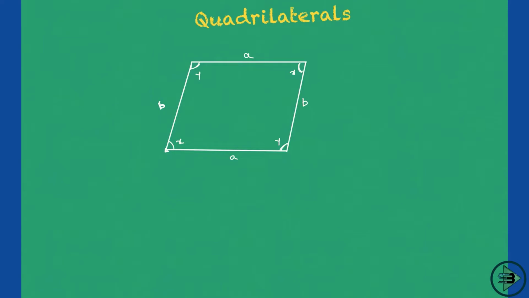What else do we know about a parallelogram? Diagonals bisect each other. So say this is one diagonal, and let's go for another diagonal. What can I say about this? They will always bisect each other. Obviously diagonals will not be equal, but they will be bisecting. So this part will be equal to this part, and also this part will be equal to this part. Diagonals bisect each other in a parallelogram.